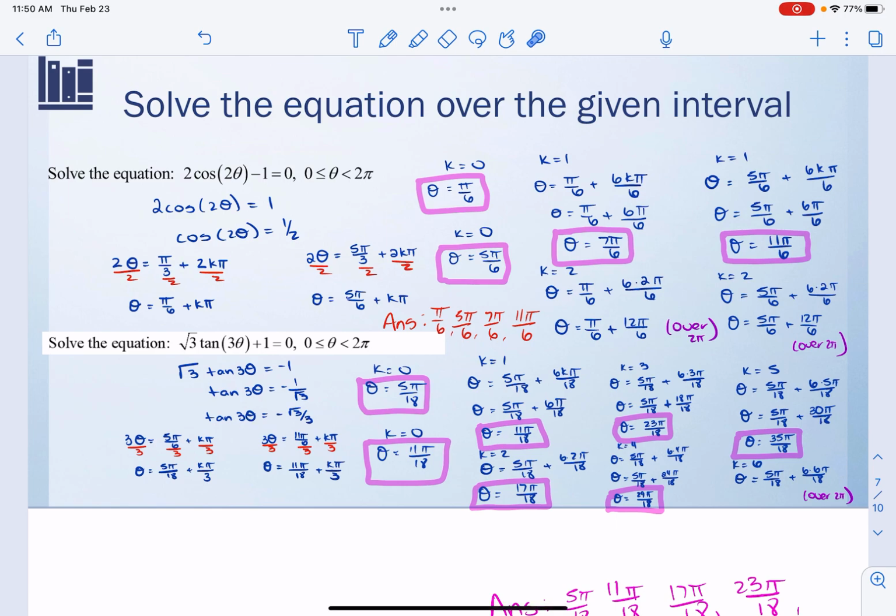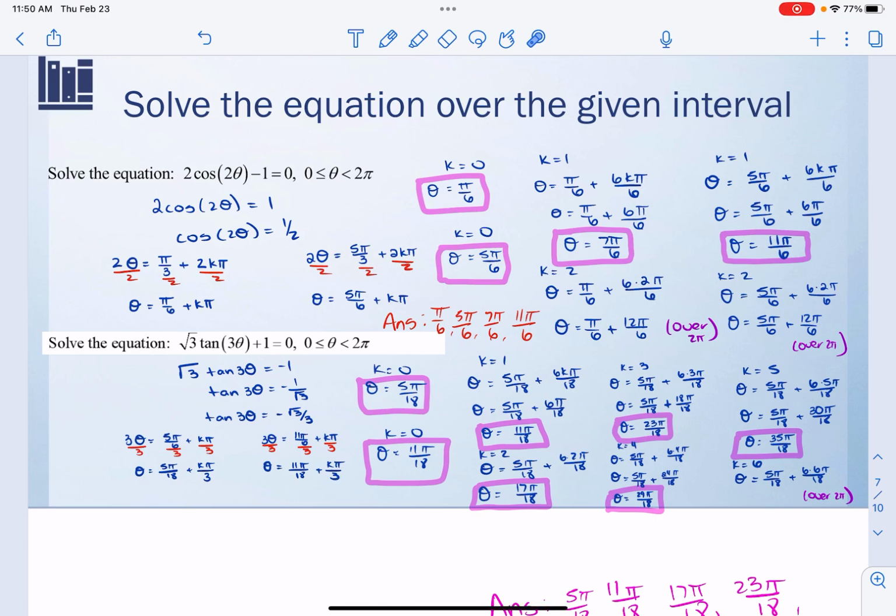But remember that what we need to add, the period, would be pi. So here would be k pi. That would be the general form. Then we divide by 3 because we have to isolate theta. So we get 5 pi over 18 plus k pi over 3, and 11 pi over 18 plus k pi over 3.